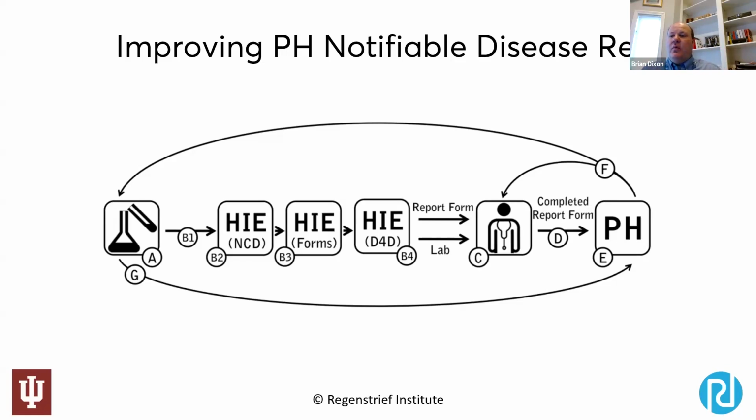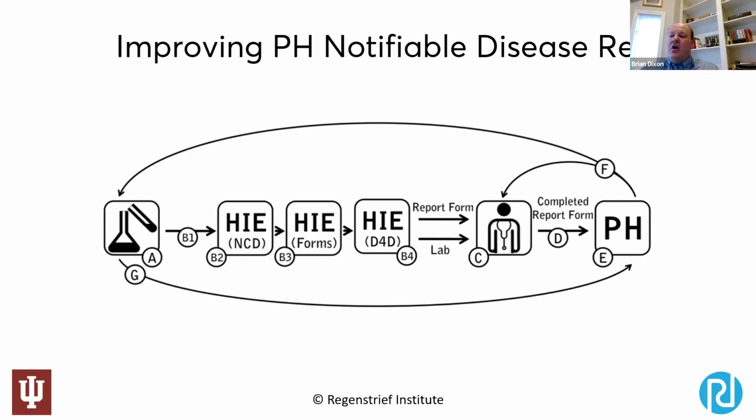So what we decided is that there's multiple pieces to public health reporting. In the center of this diagram, you see 3 boxes that have HIE as the label. The one on the left stands for notifiable condition detection. That's where we would have a module within the HIE that would detect that there's a new disease, a new case of a disease.